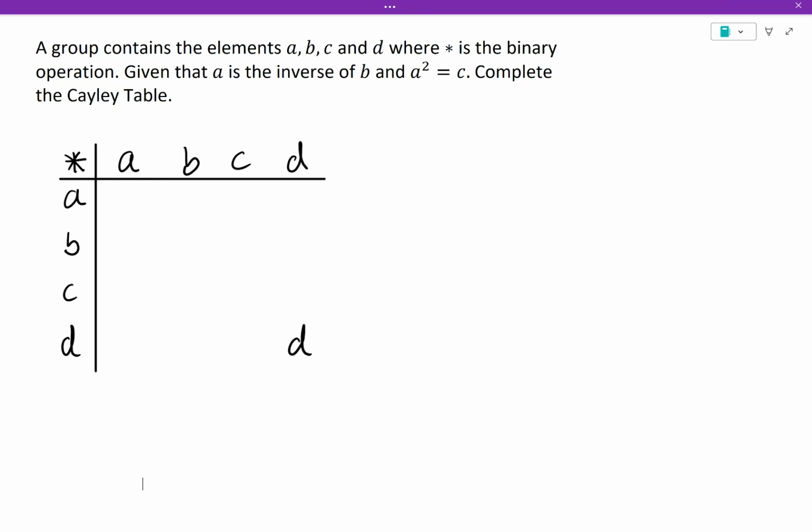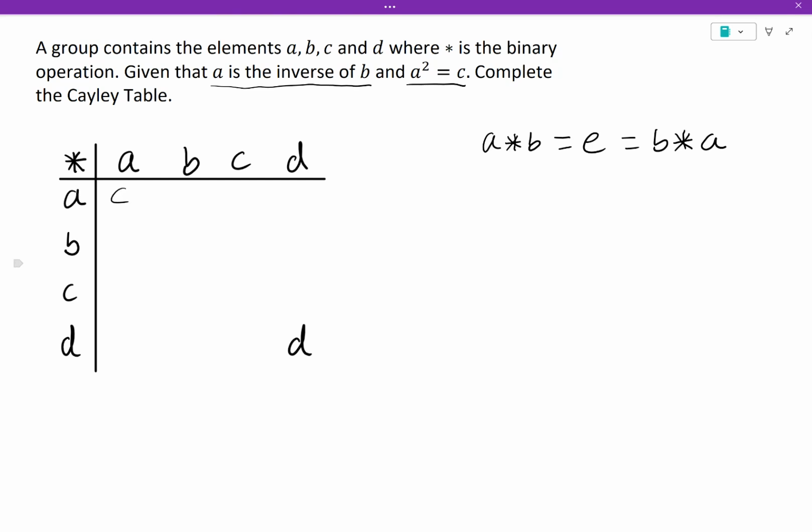So we are told that A is the inverse of B. So that means A combined with B is equal to the identity, and B combined with A also equals the identity. However, I don't know the identity yet. Okay, so I can't actually fill anything out, so we'll come back to that. We're also told that A squared is equal to C, so that means A combined with A is equal to C, so therefore I could pop a C in there.